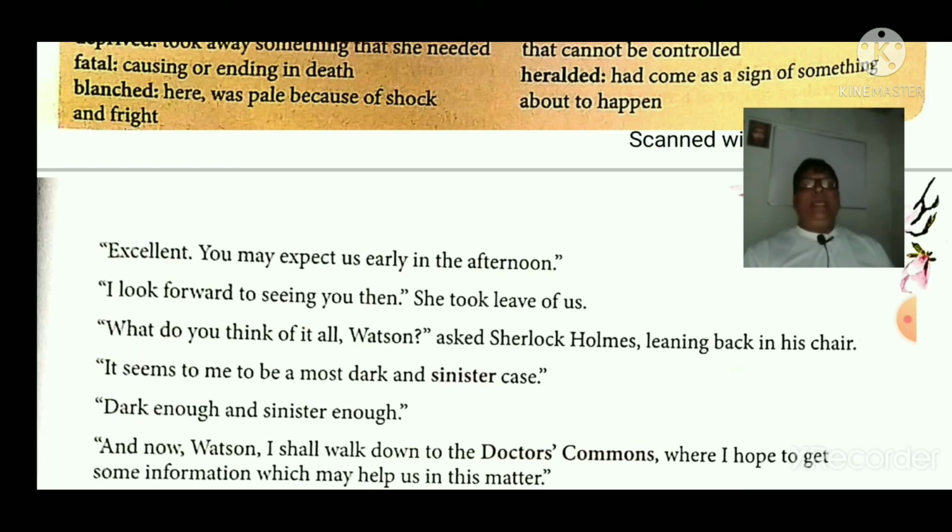"Excellent, you may expect us early in the afternoon." He got the permission, so they can go early in the afternoon. "I look forward to seeing you then." And she took leave of us.